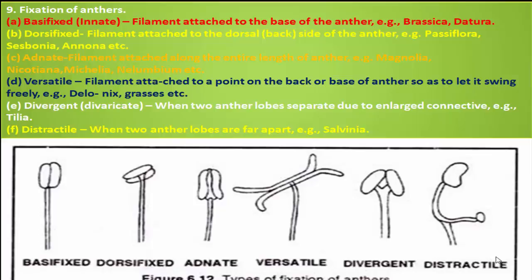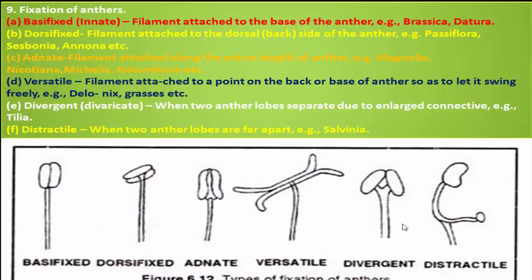Now the third category is adnate. As I told you, the filament is attached along the entire length of the anther. So this is the entire length, and where the filament protrudes towards the entire length of the anther, that is known as your adnate. It is seen in Magnolia, Nicotiana. And this is your versatile, in which the filament is attached to the point on the back or base of the anther. See, this is the base of the anther, so that it can swing freely. This is seen in Dithecous, grasses, etc.